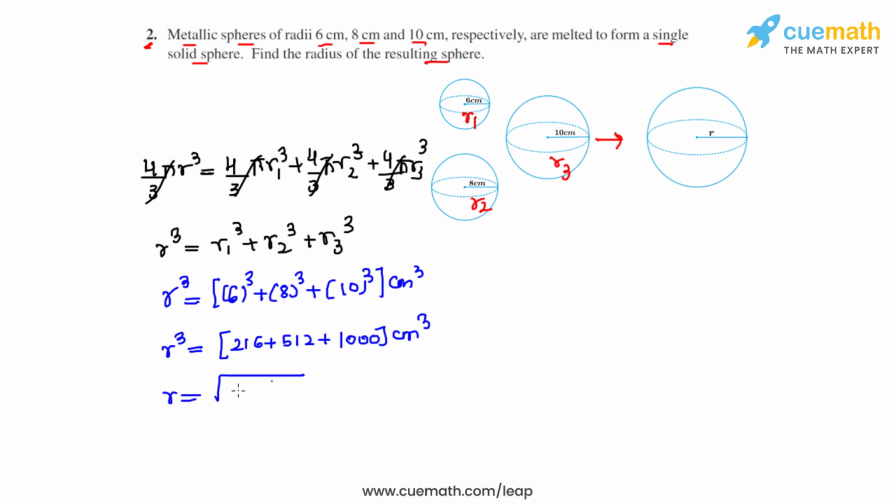So on calculation, by finding the cube root of the sum of these three numbers, which comes as 1728 centimeter cube, we get the value of the radius to be equal to 12 centimeters. So the radius of the sphere formed will be 12 centimeters.